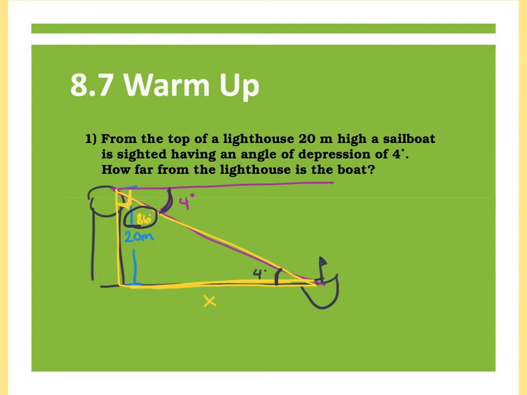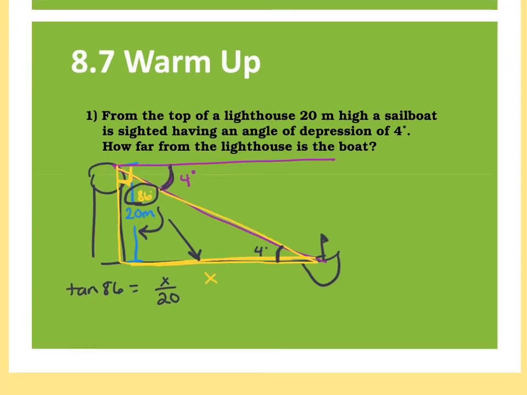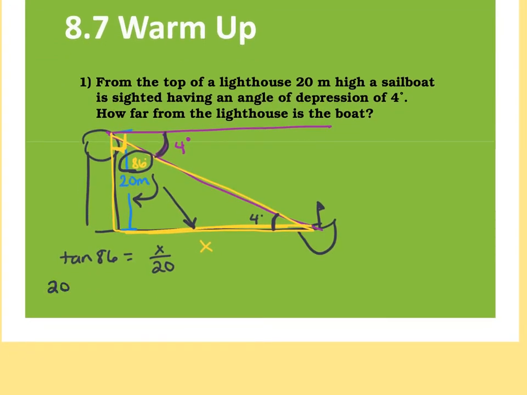If you use 86, x is opposite, 20 is adjacent, so I'd get the tangent of 86 equals x over 20. And in the calculator, I would type 20 tangent 86. And I get 286.01. It will tell you what to round to, but let's just say nearest whole number for now, 286.